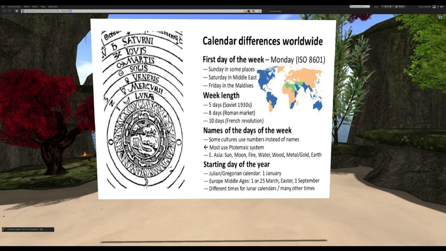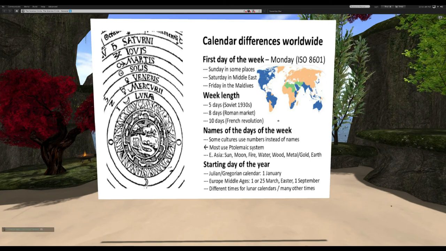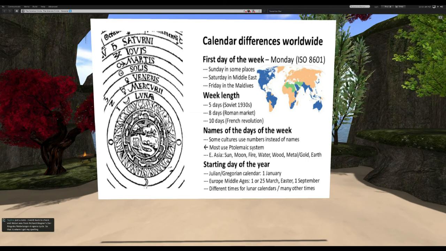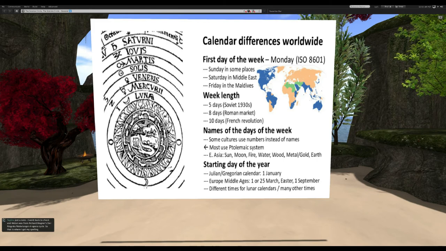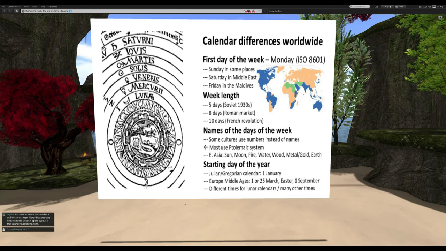And then there's different week lengths. In the Soviet Union, it was a five-day work week in the 1930s. The Roman calendar had an eight-day week. And in the French Revolution, they tried a 10-day week. So how long the week is varies.